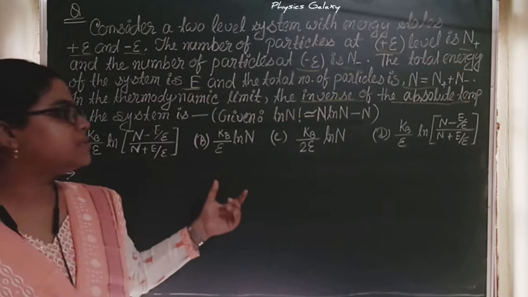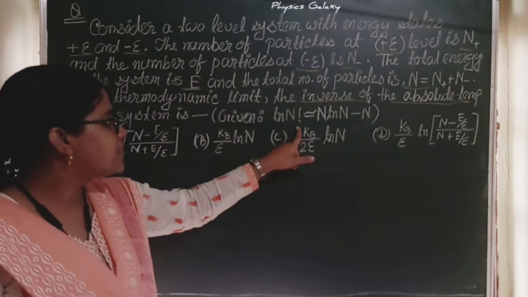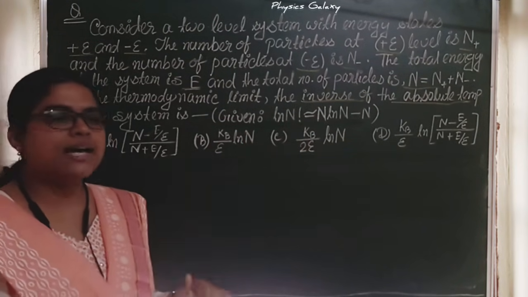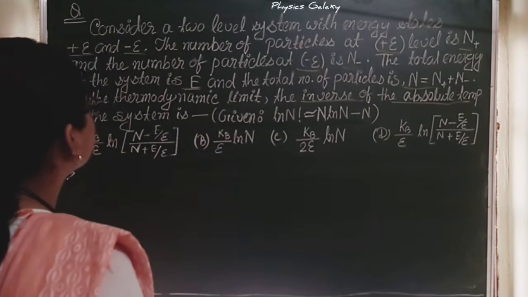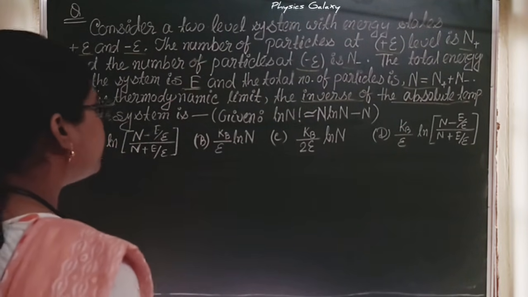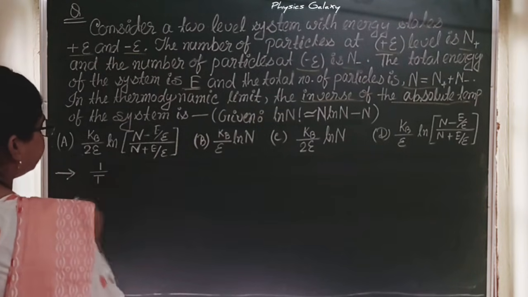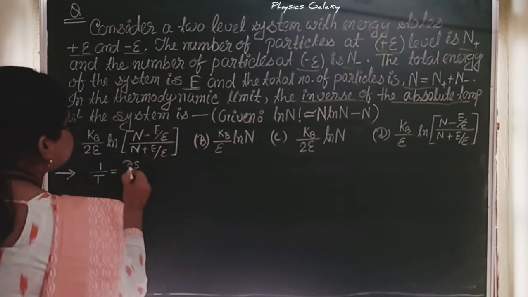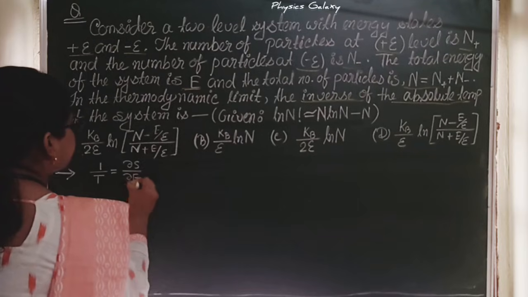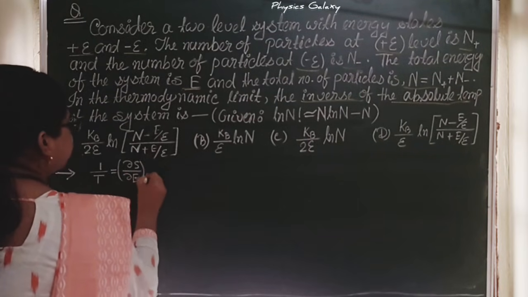So here are four options, and this is given, that is called Stirling approximation. So we know that the inverse of absolute temperature, 1 by T, is del S del E at constant n.